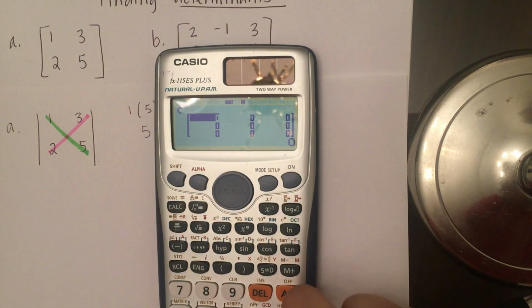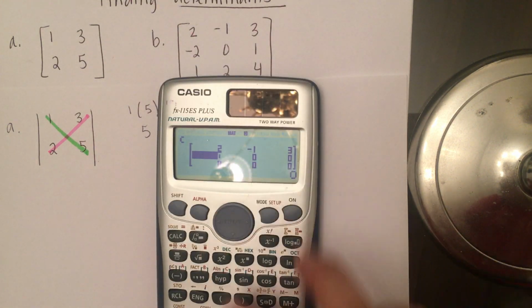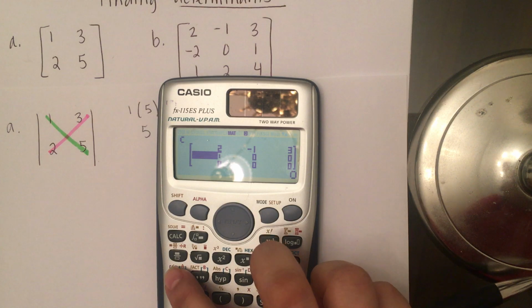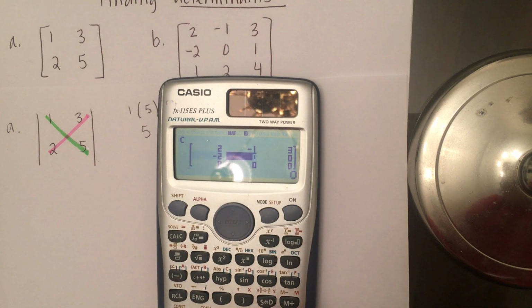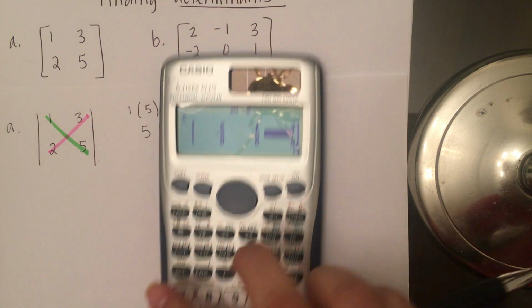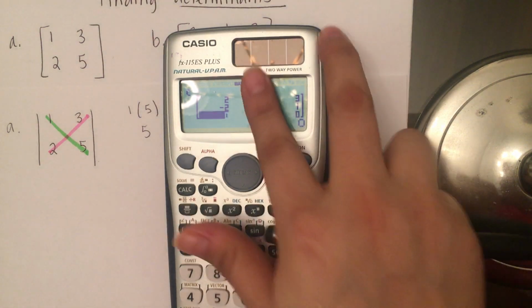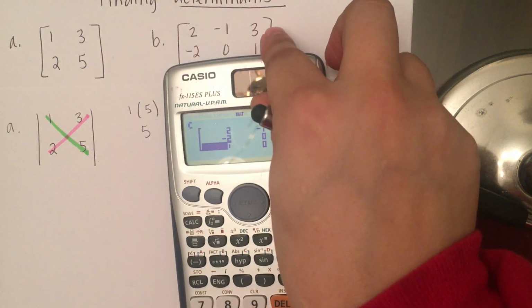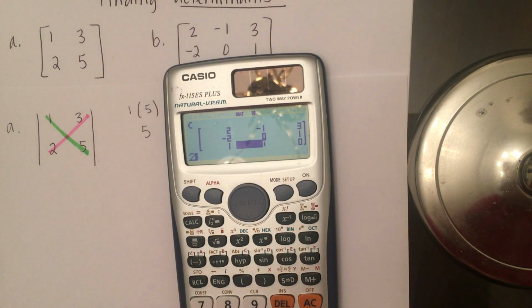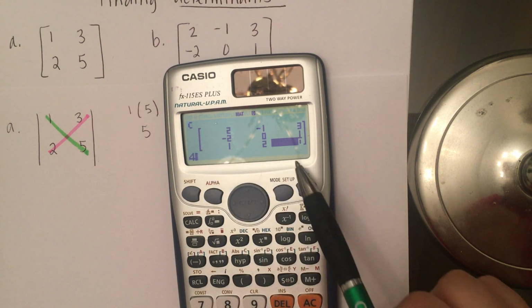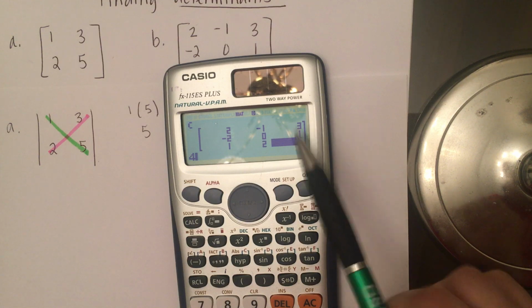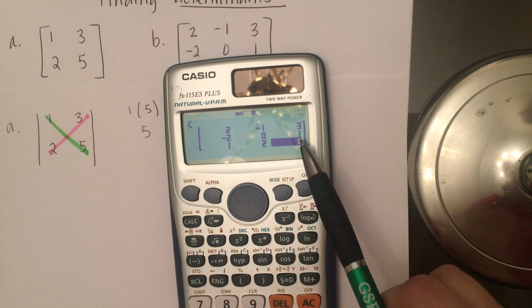And then I'm going to type in my numbers: 2, -1, 3, -2, 0, 1, and then 1, 2, 4. Notice how I can put a 4, but if I don't click on equals, it doesn't change it here. So now I hit equals, and I know the 4 is in here now.